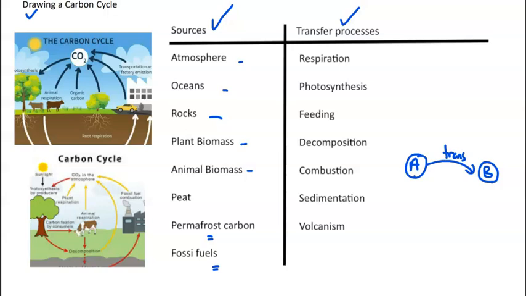Now, the way that the carbon moves from one of these sources to another are through these transfer processes here, many of which we study in great detail on this course: respiration, photosynthesis, feeding, decomposition. Combustion is known to us, the burning of fossil fuels and peats. Sedimentation is the formation of sediment in the bottom of rivers as solids settle out and become, eventually over time, able to form rocks. And volcanism is also a process which can be involved in the cycling of carbon dioxide.